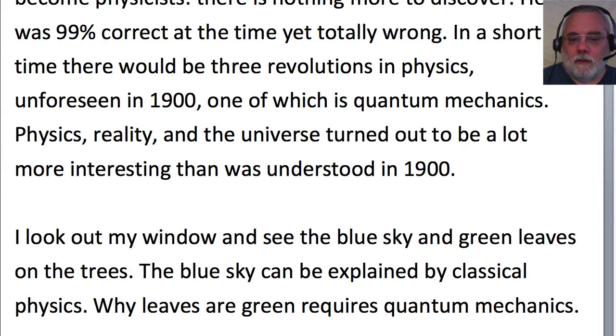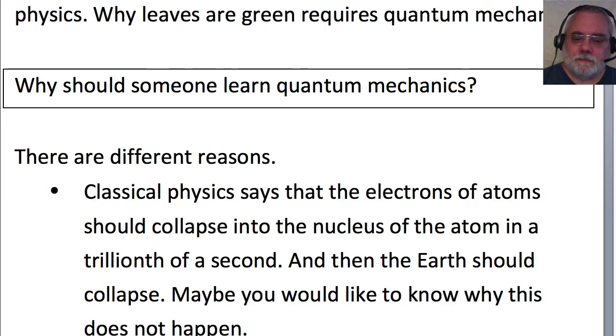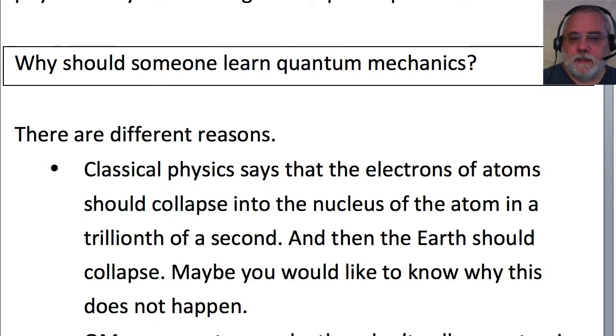If I look out my window, I see blue sky and green leaves on the trees. The blue sky can be explained by classical physics. But why leaves are green requires quantum mechanics. Why should someone learn quantum mechanics? Well, there are different reasons. Classical physics says that the electrons of atoms should collapse into the nucleus of the atom in a trillionth of a second. And then the Earth should collapse. Maybe you'd like to know why this does not happen.